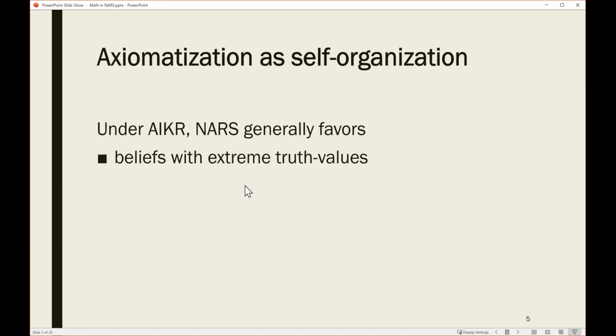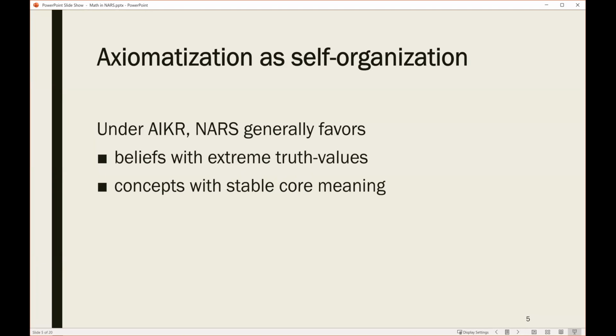So in this process, you'll see what is favored. Even though every belief is true to a degree, the system actually favors the beliefs with extreme truth values, which is kind of like as close to binary as possible. You want this to be basically true or basically false. You don't like the thing which is always kind of in the middle. The same thing for meaning.